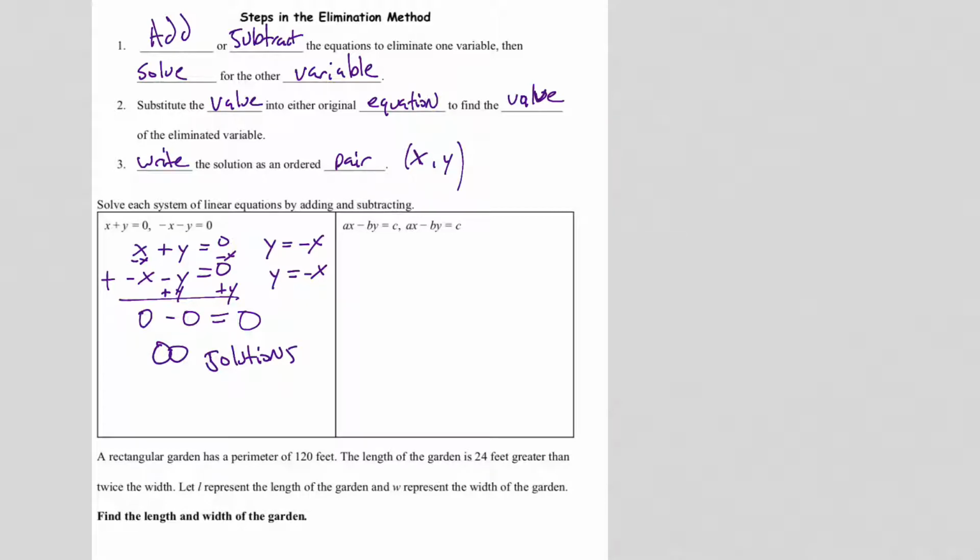So let's do this one now. If we have ax minus by equals c, and then you have ax minus by equals c, right? You're going to have to make one of them negative, so if I multiply everything by a -1, all the signs will flip. You'll get the same thing, 0 plus 0 equals 0. So this is basically the same example as the other. Infinite solutions.